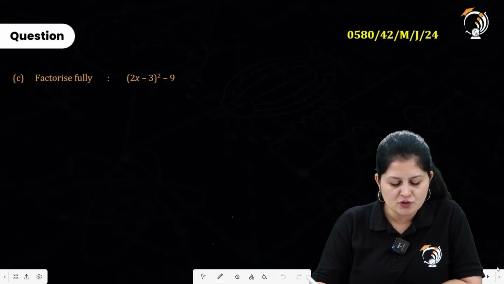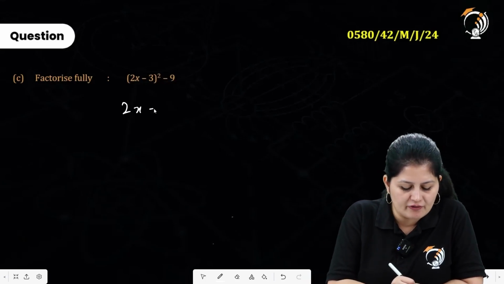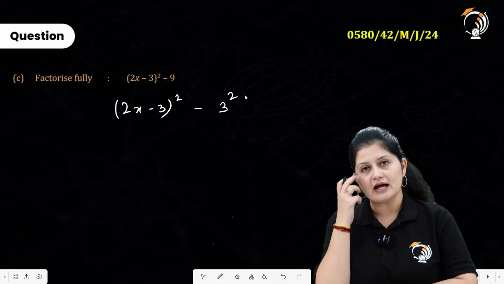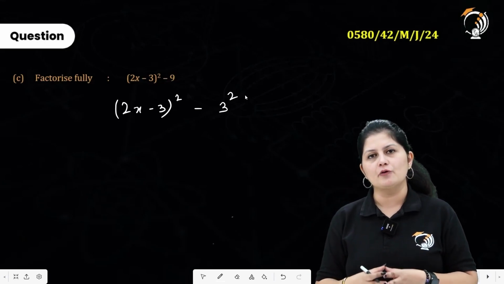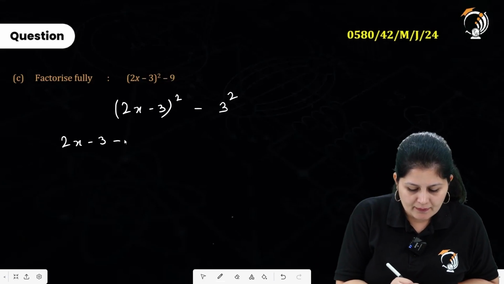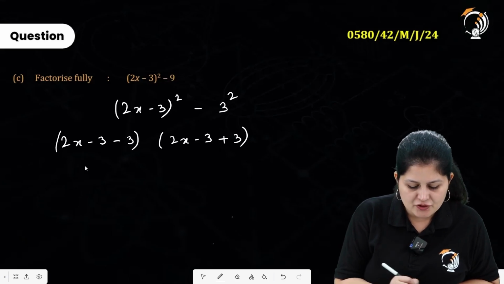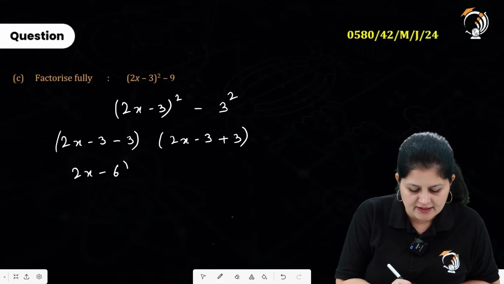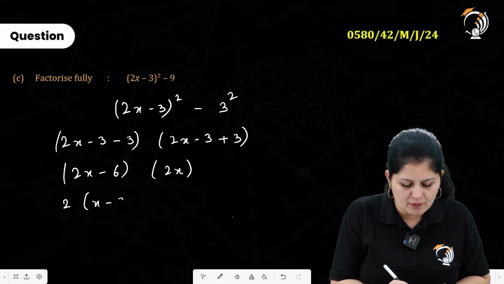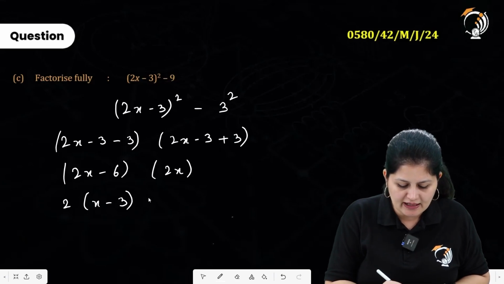Moving forward to the next question, if we need to do the factors of it, this can be written as 2x minus 3 whole square minus 3 square. So we can use the formula for the difference of two squares. So this is going to be 2x minus 3 minus 3 and 2x minus 3 plus 3. So this is going to be equal to 2x minus 6 and 2x, right? Further, I can just take out 2 common from here. So this is going to be 2 multiplied with x minus 3 and we can have 2 common from here as well. So that can be written like this.